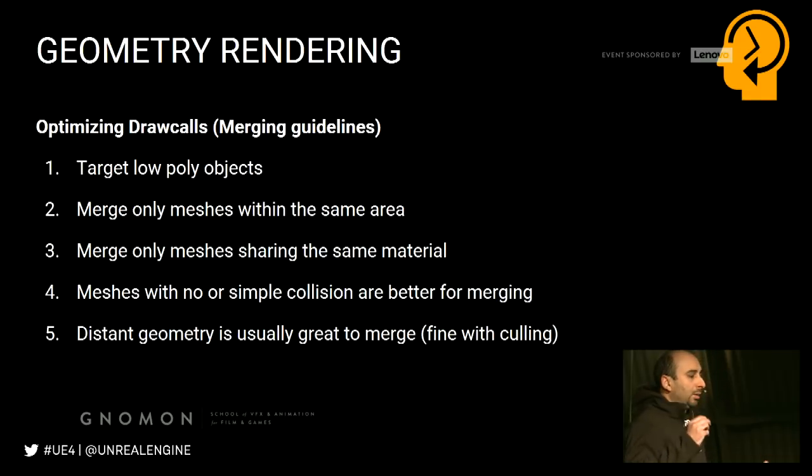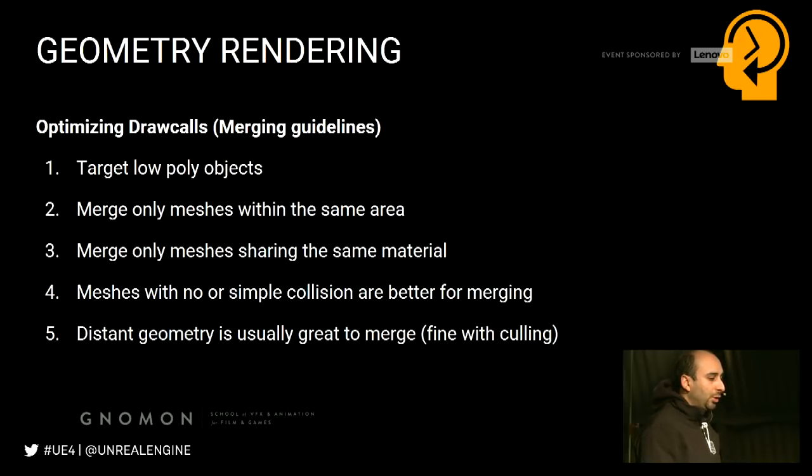So, some guidelines to pick what objects to merge for optimizing draw calls. It's always a good idea to target low poly objects, because those usually have high overhead to render few triangles, which is a waste. And of course, we need to pick objects that are within the same area to help occlusion, because if we pick two objects that are very far away, those objects most of the time won't occlude, because the camera will be touching some of them.